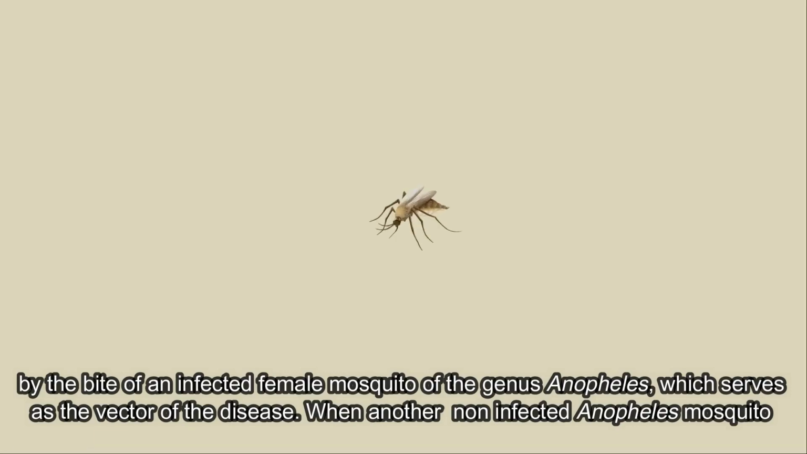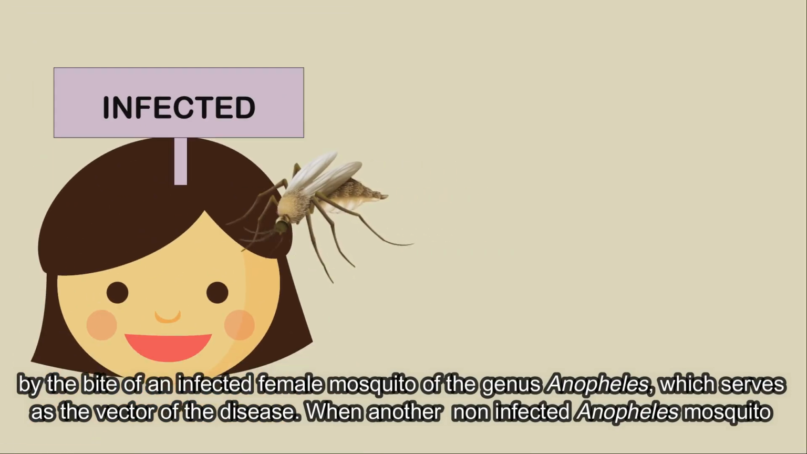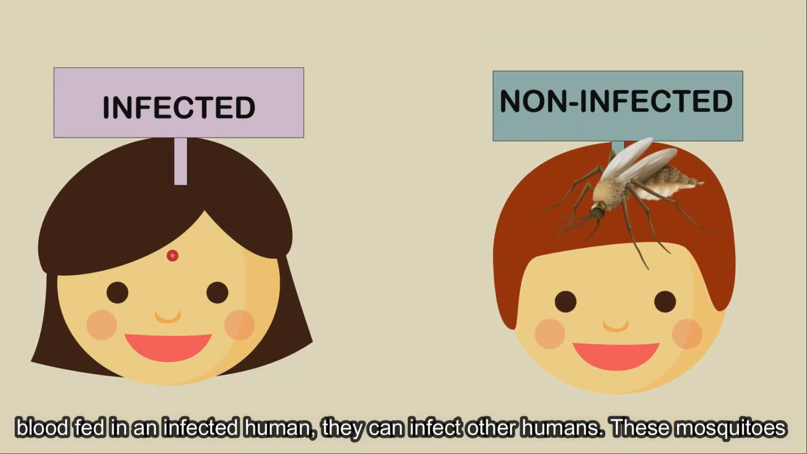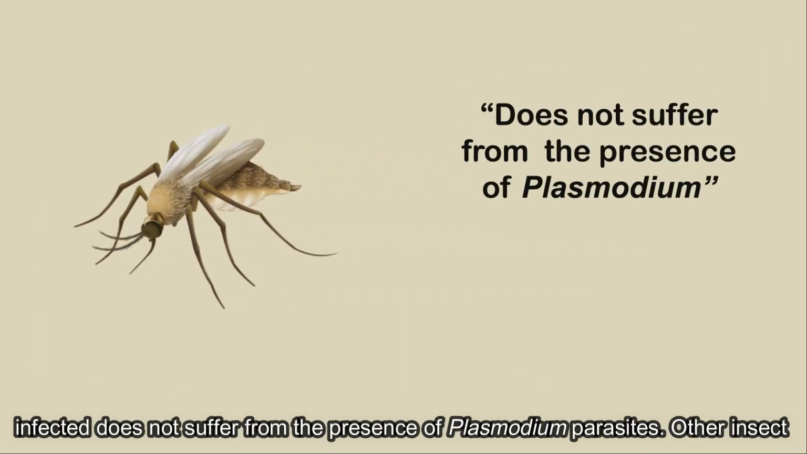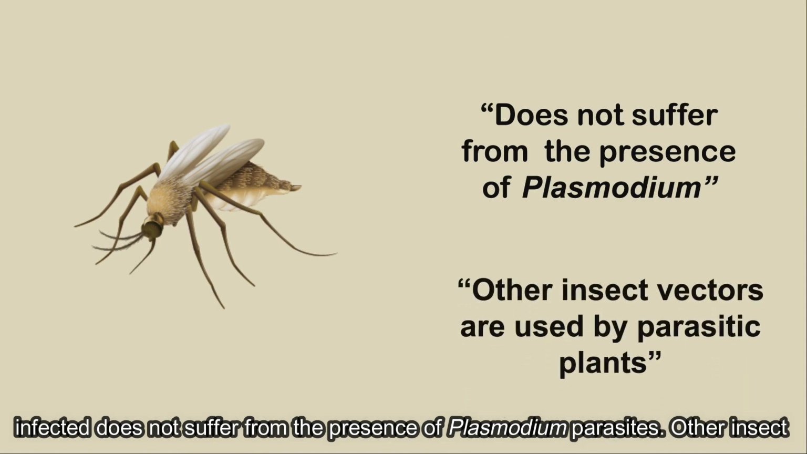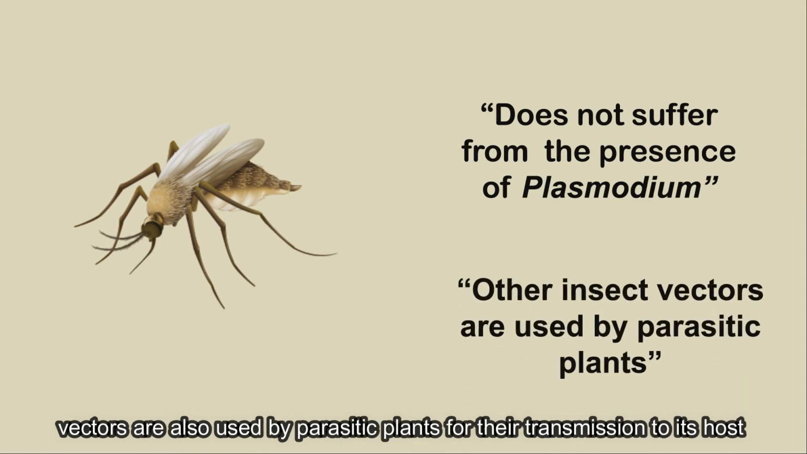When another non-infected Anopheles mosquito blood feeds on an infected human, it can then infect other humans. These infected mosquitoes do not suffer from the presence of Plasmodium parasites. Other insect vectors are also used by parasitic plants for their transmission to their host organism.